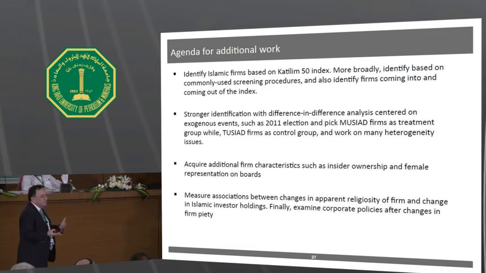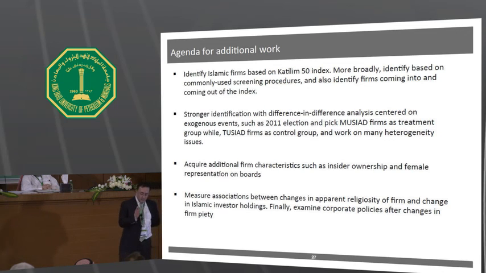Because those are going to basically tell us the religiosity of the investors. And another thing that we would like to work on is, as I told you, we would like to see if there is a Clementine effect or matchmaking, particularly after 2011, if the behavior of the firms has changed. The secular firms' behavior should not change.